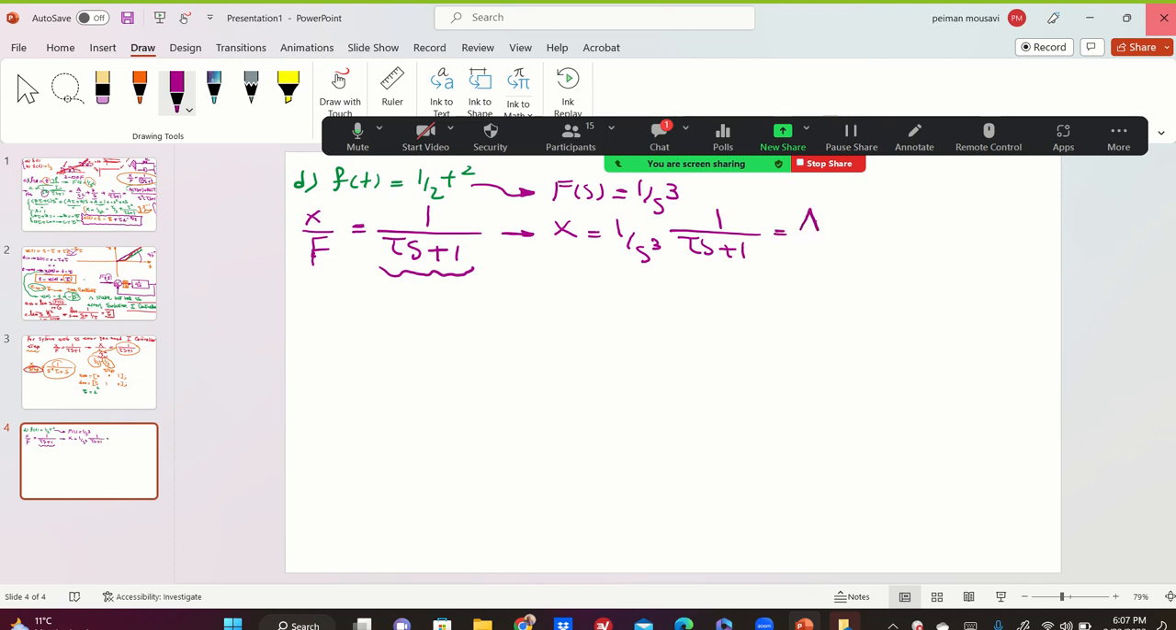Now you know it, you have to write it as a over s cubed plus b over s squared plus c over s. You are not allowed to write only this, because it has 3 poles at the origin. You cannot eliminate the poles. Okay, 1 over tau s plus 1 and D. There we go.